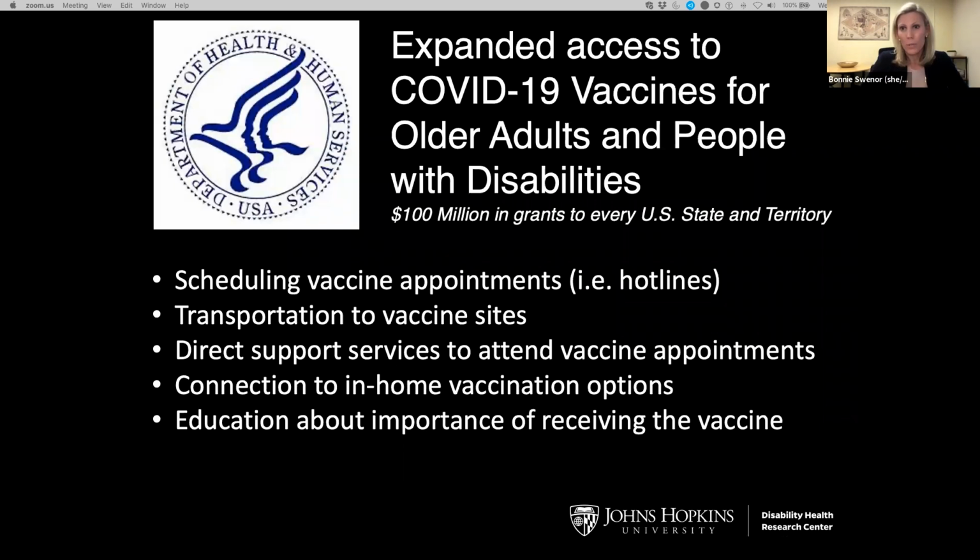There has been really important response, as someone interested in the arc of this work to translate to policy. There's been an interesting response from the federal government. In response to some of our work, as well as many others, there was expanded access to COVID-19 vaccines. There was a focus on expanding access for older adults and people with disabilities, with an infusion of $100 million in grants to achieve that. There was a recognition of challenges in scheduling vaccine appointments and getting transportation to vaccine sites, and a need for direct services to help people get to appointments and sometimes assist them through the appointment process, connecting people to in-home vaccine options, and education tailored to this community, often from people from the community, with lessons we've learned from other groups on the importance of receiving the vaccine.